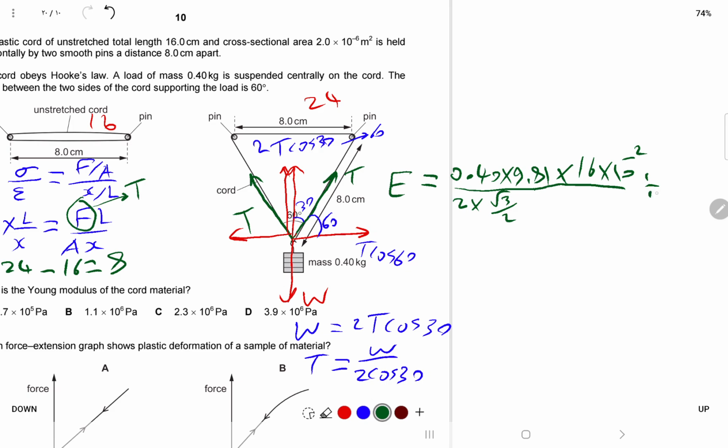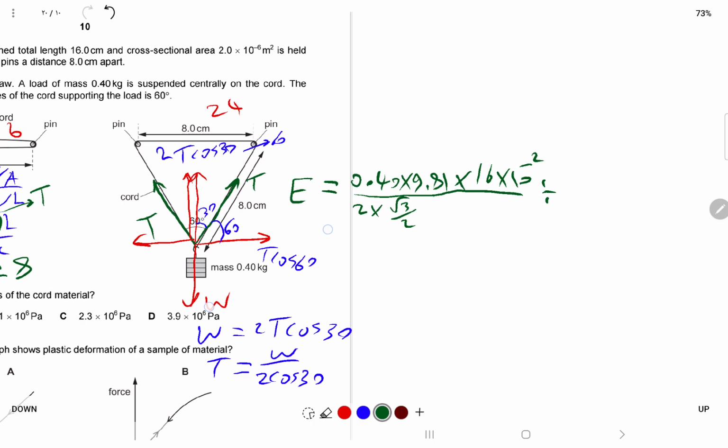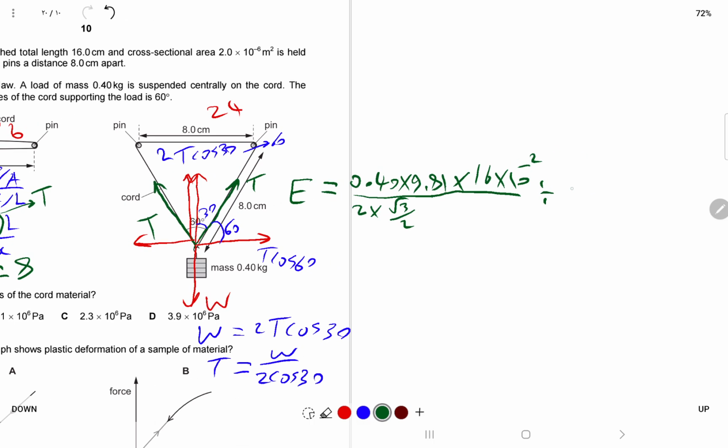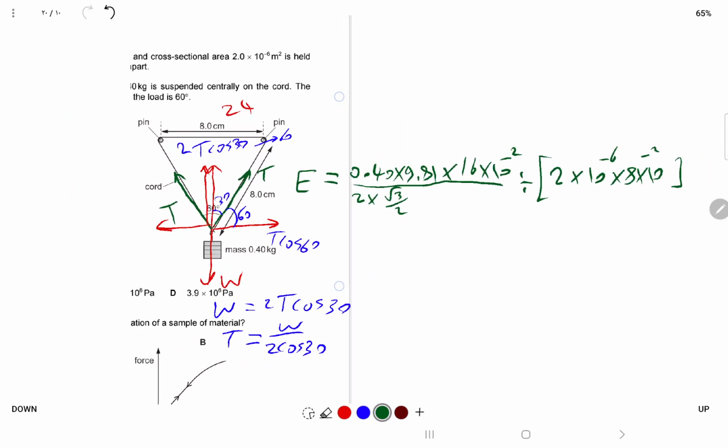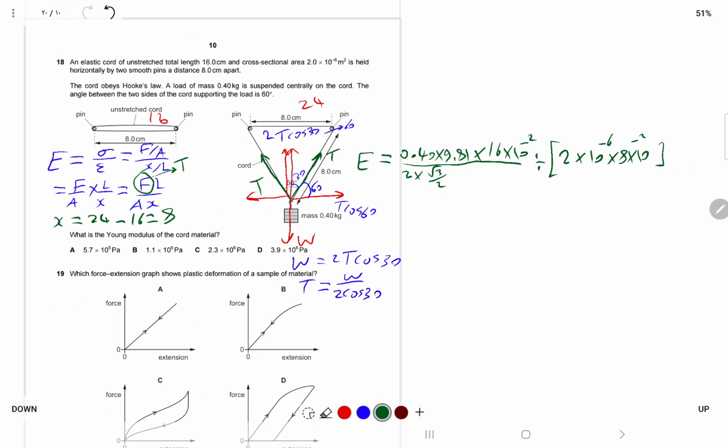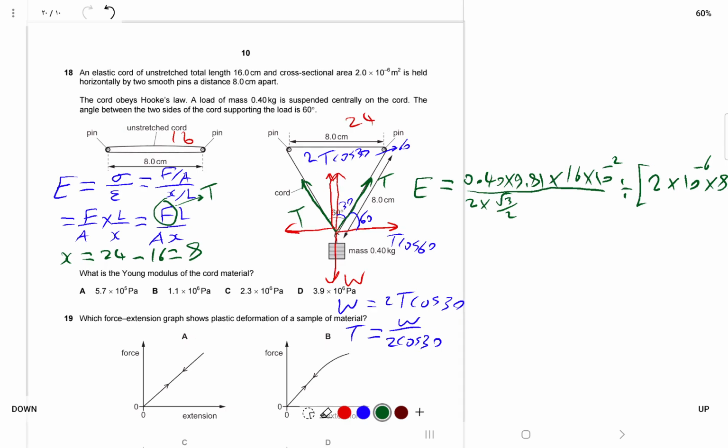So divided by cross-sectional area. So what is the cross-sectional area here? 2 times 10 to the power of negative 6, multiplied by the extension, which is 8 times 10 to the power of negative 2. And then the correct option is found from the calculator. Option C is the correct answer.